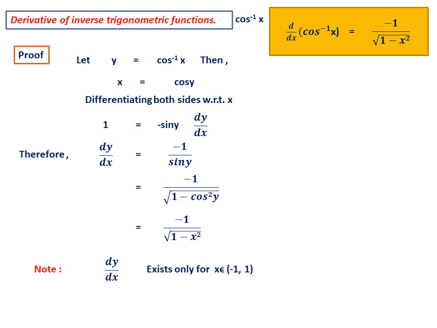Here also same thing, it exists only for minus 1 to 1. Same reason, x cannot take minus 1 and plus 1, therefore you have to exclude it. Therefore x belongs to the open interval minus 1 to 1. Whereas for cos inverse x, x can be minus 1 and plus 1 also. So this is the care we have to take whenever we differentiate. This is the second one. Let us proceed.